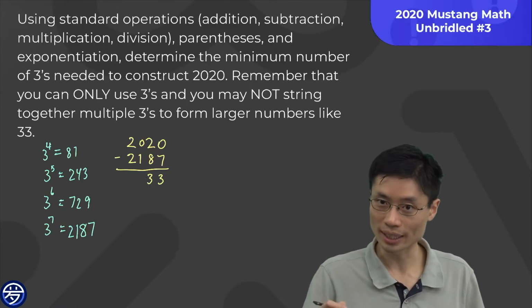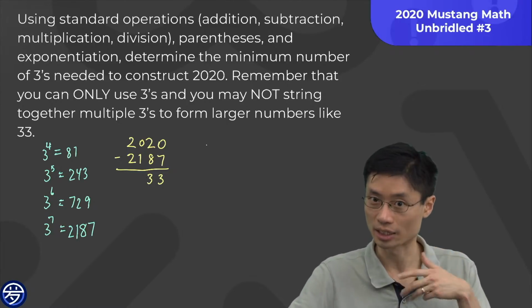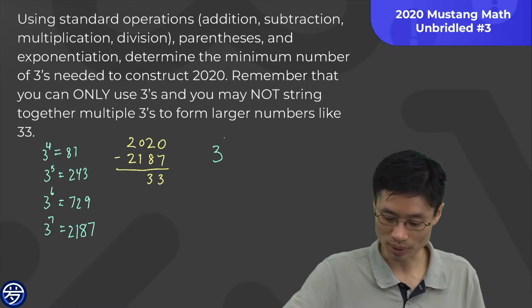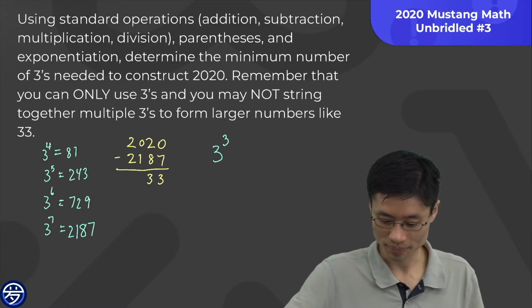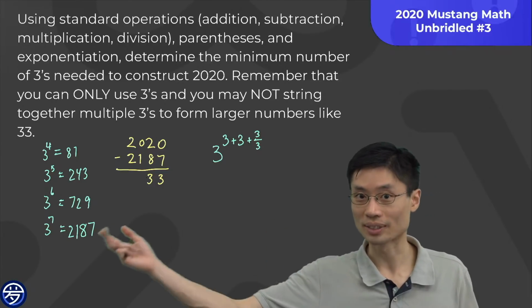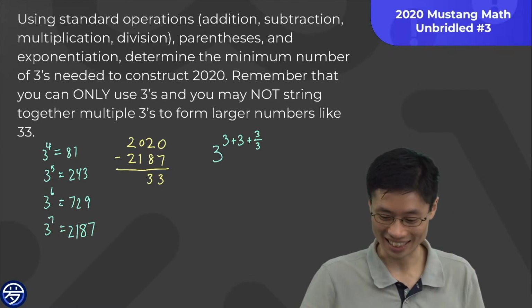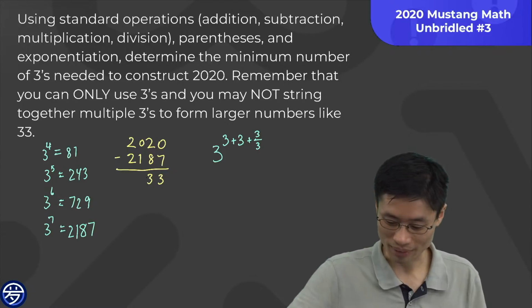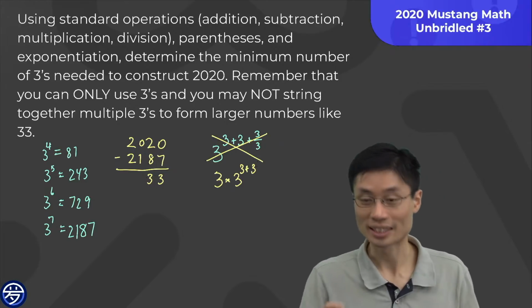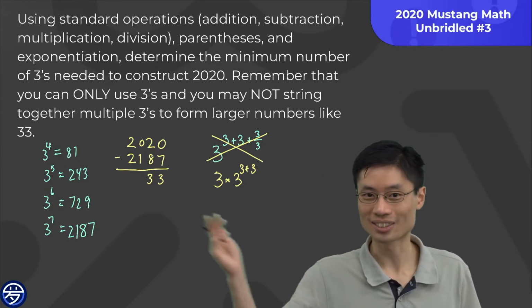If we want to do 2187 plus 33, I'm not saying this is the answer, we'll try to do better. It's 3 to the power 7. 7 is equal to 3 plus 3 plus 3 divided by 3. No, that's not as efficient. There's a better way to get 3 to the power 7. It's 3 times 3 to the power 3 plus 3. So I saved one 3 that way. That's 3 to the 7.